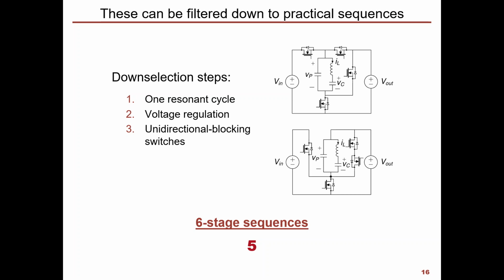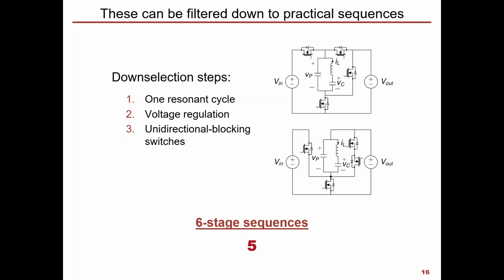And then finally, we make an additional practical step and constrain for sequences that can be realized with just unidirectional blocking switches. And by that, I mean we'd like to keep switches that block voltage in one direction. So one example is that top topology you see where there are 4 independent switches. And another example could be the bottom topology where we've actually got 3 switches, but one of them blocks voltage bidirectionally. And so that bidirectional blocking switch needs to be implemented with 2 unidirectional blocking switches.